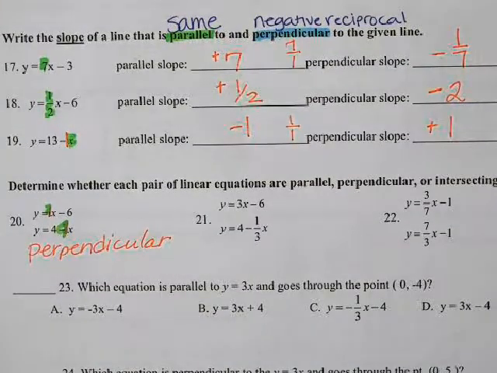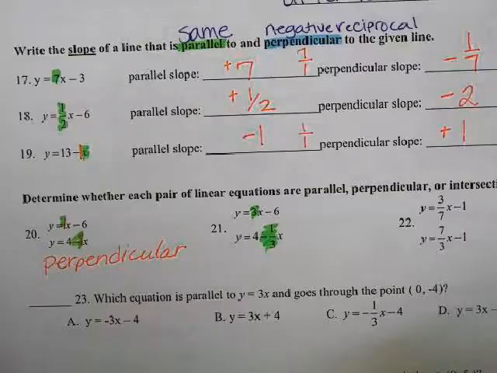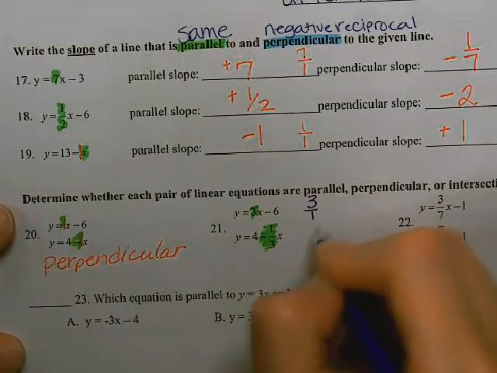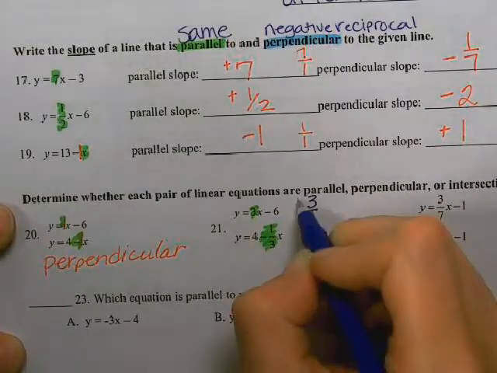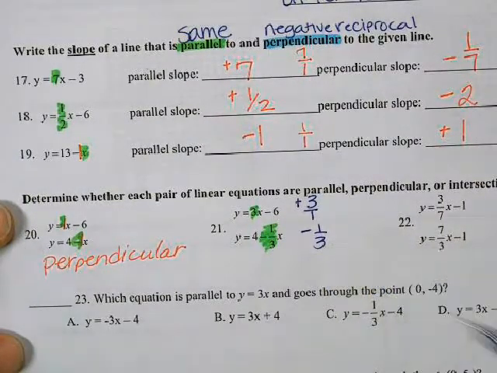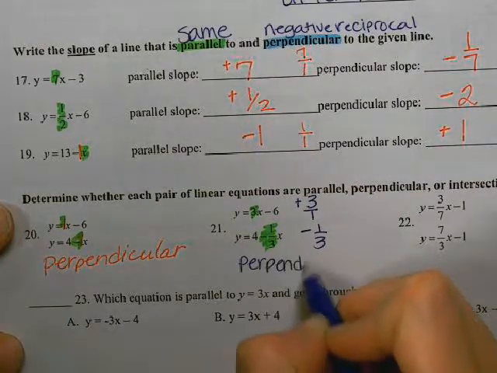Okay. Number 21, find the slope. You've got 3 and negative 1/3. So that means this one is 3/1. This one's negative 1/3. So one of them is positive, one of them is negative, and the numerator and denominator are flipped. So these are also perpendicular.